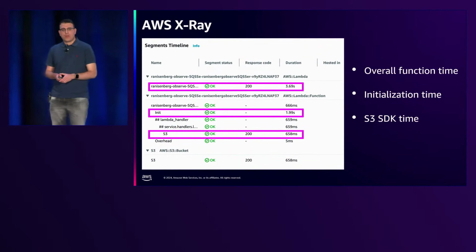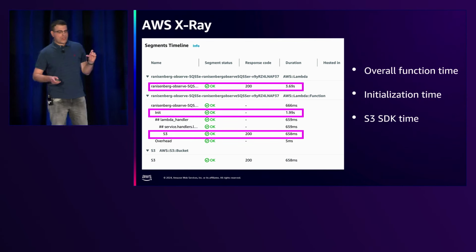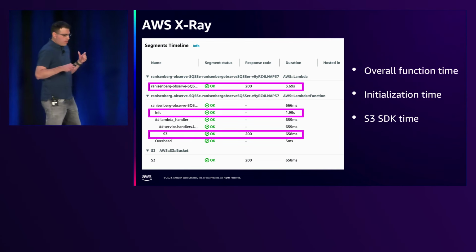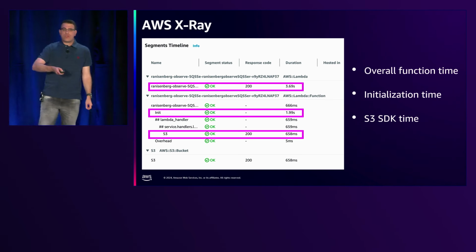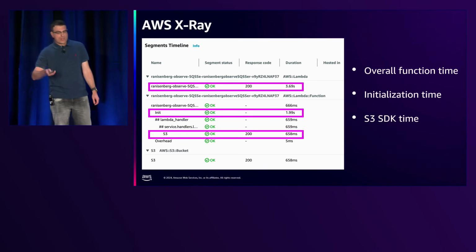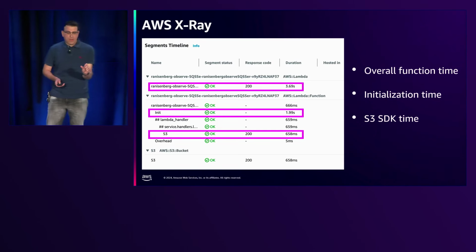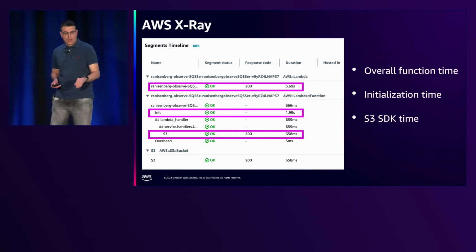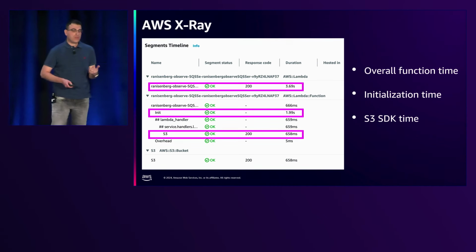AWS X-Ray is a great service to understand the bottlenecks and the entire performance of your service. This is an actual trace of the service that we're seeing here. You can see the overall function time, the initialization time, and the actual API call to S3. So you can really deep dive into even the record handler function, understand which function takes more time, and fix and refine it.